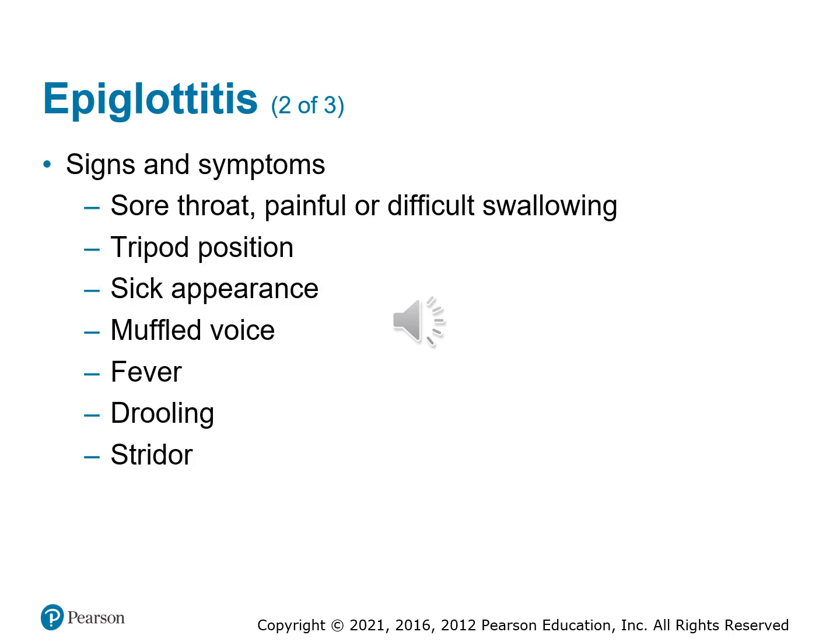This is also painful, so the patient is likely going to complain of a sore throat. They may have pain with swallowing, or maybe they refuse to swallow. Children especially, if they are drooling to the point that they are not swallowing, it's a big red flag for potential epiglottitis. Patients are likely going to be in the tripod position. They appear sick. They look like they don't feel good. You may hear a muffled voice if they try to speak because of all of that swelling back in the pharynx area. They may have a fever. You may also hear stridor with their breathing.